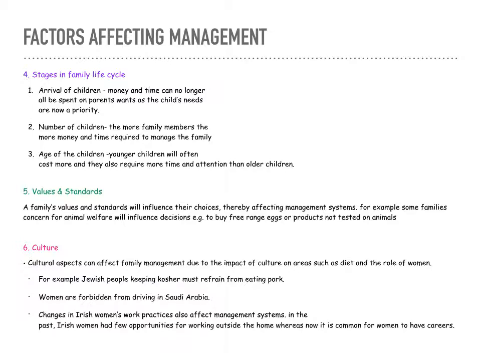Fifth point then will be the values and standards. A family's values and standards will influence their choices, thereby affecting management systems. For example, some families' concern would be for animal welfare, and that would influence their decision then maybe to buy free-range eggs or products that aren't tested on animals.